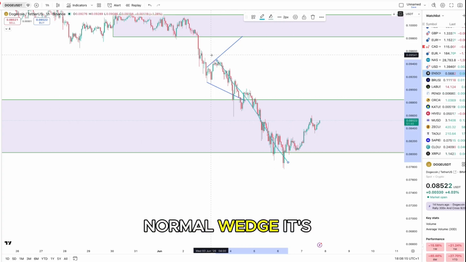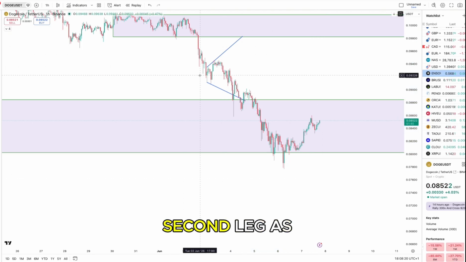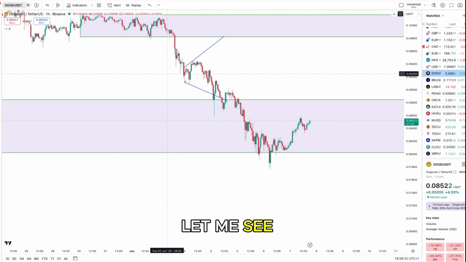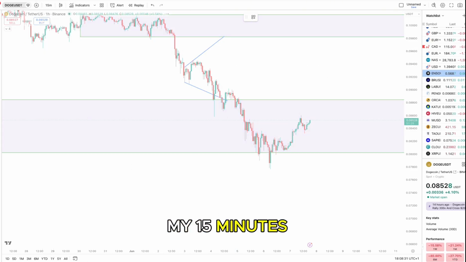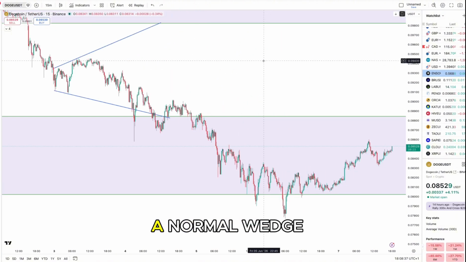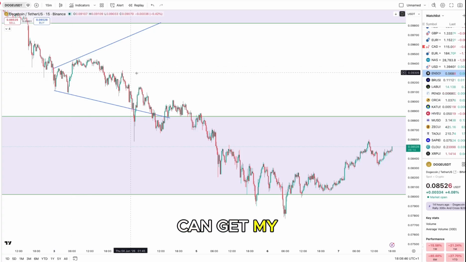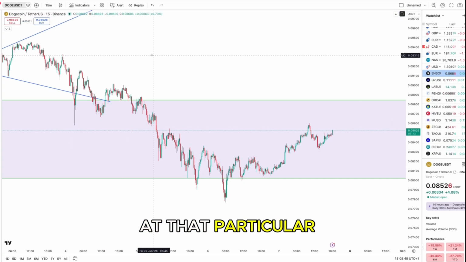Look for a normal wedge. It's always on this second leg. So my normal wedge is on this second leg as well. Let me see if I can get a normal wedge on that second leg, which, see, let me go to my 15 minutes and see if I can get a normal wedge. So where is the high of this area, this zone? Let me see if I can get my normal wedge at that particular area.